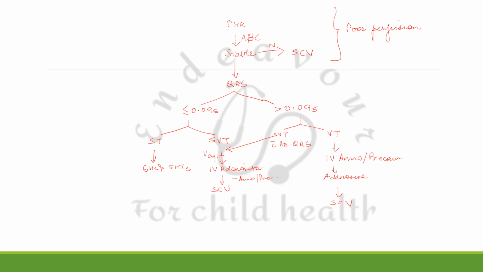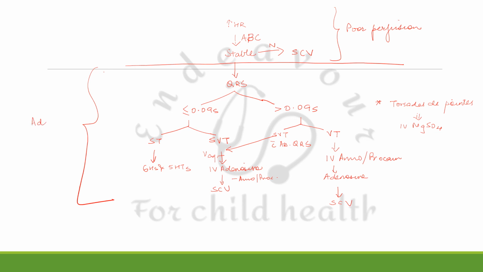Here you have to remember what has not been mentioned in this PALS algorithm clearly: if it is a polymorphic ventricular tachycardia, referred to as Torsades de Pointes, twisting of the QRS complex along an axis of the baseline of the ECG, then the drug of choice is IV magnesium sulfate. So this is in short the pediatric tachycardias revised as per their PALS algorithm. While this part of the algorithm was for poor perfusion, this part is for adequate perfusion. This part is for approach to tachycardias with adequate perfusion.